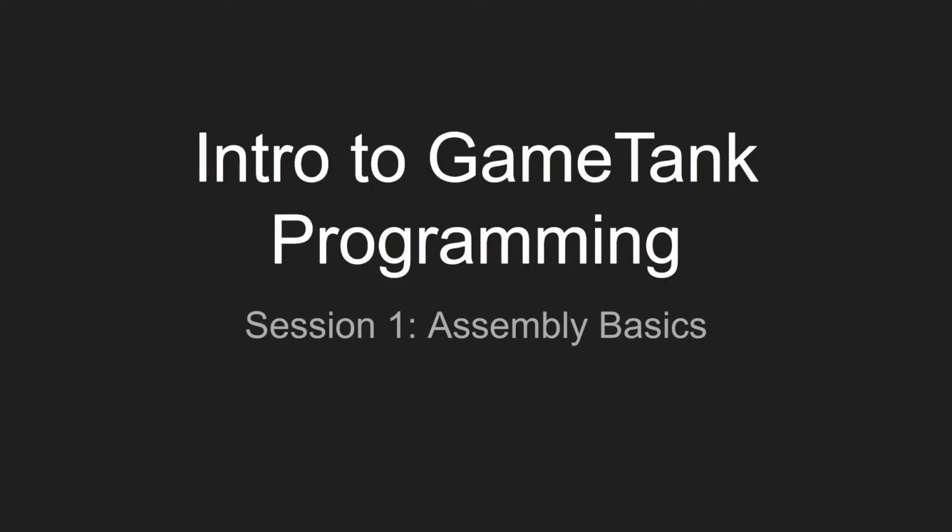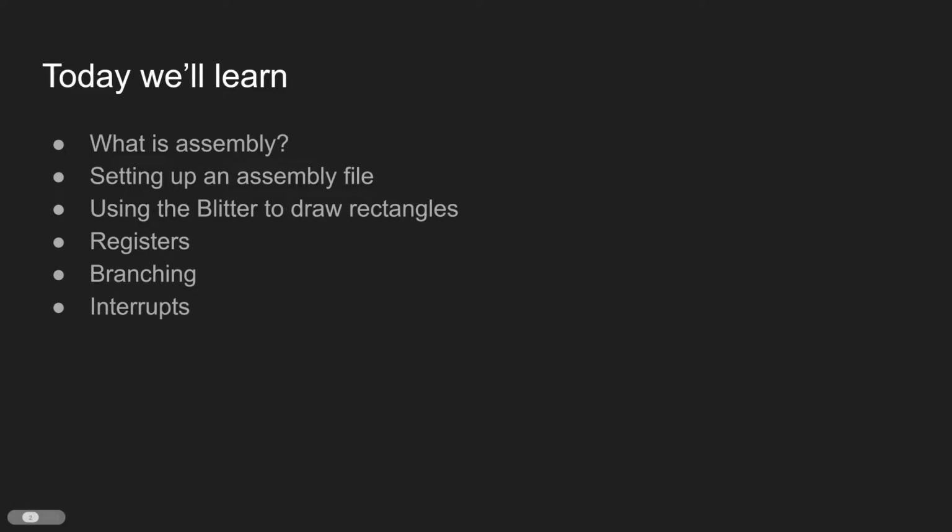Welcome to Session 1 of the Intro to GameTank Programming tutorial series. Previously, in Session 0, we went over how to set up your development environment. In other words, installing the tools needed to compile and test code. In this session, we'll cover the basics of 6502 assembly programming, and draw some simple graphics. We'll learn about registers, branching, and interrupts as applied to game programming.